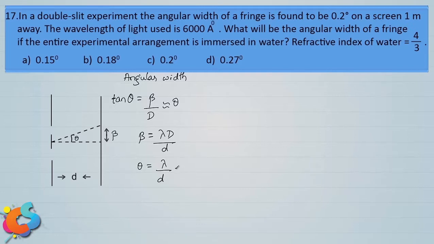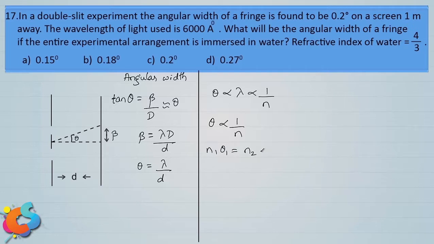So from this it is clearly evident that the angular width of a fringe depends directly on the wavelength of the light used. That is, theta is directly proportional to wavelength. And further we know that the wavelength of light depends inversely on the refractive index of the medium. So from these two you can conclude that the angular width of a fringe is inversely proportional to the refractive index of the medium. In other words, you can write n1 theta 1 is equal to n2 theta 2, since their product remains constant.